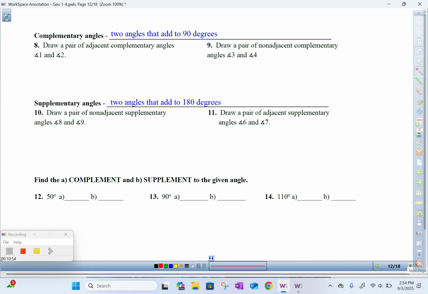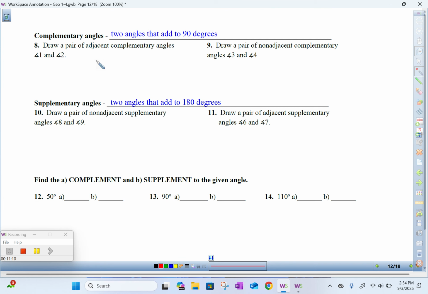Okay, complementary, add up to 90 degrees. Supplementary, add up to 180. Now, they're not required to be adjacent. They do not have to touch to be complementary. But we're going to practice kind of putting together that last vocab term with these new ones. So it says, draw a pair of adjacent complementary angles, 1 and 2, that add up to 90.